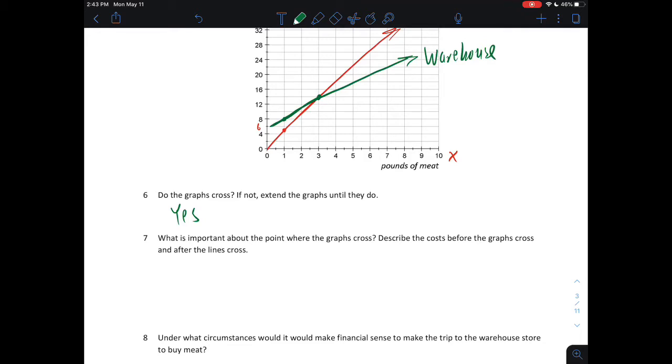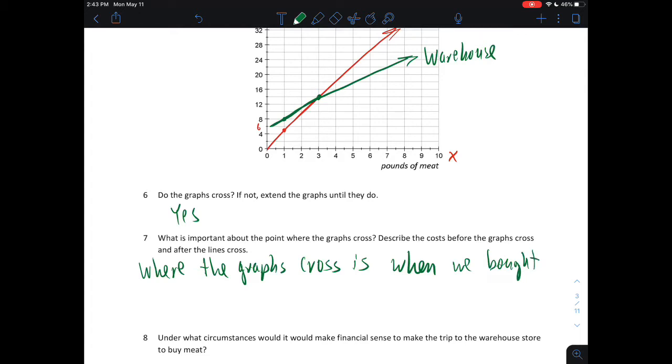So number 7, what is important about the points where they cross? So where the graphs cross is, when did it happen? It's when we bought 3 pounds of meat. When we bought 3 pounds at either store. And how much did it cost? $14.